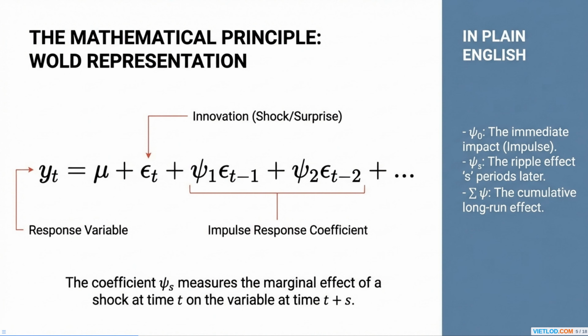The terms psi_1 epsilon_{t-1} and psi_2 epsilon_{t-2} are examples of weighted past shocks, where psi_s are the impulse response coefficients. In simpler terms, these coefficients are key to understanding the dynamic effects of a shock. Psi_0 represents the immediate impact, or impulse, of a shock. Psi_s measures the ripple effect, which is the impact s periods later. Crucially, the coefficient psi_s quantifies the marginal effect of a shock that occurred at time t on the value of the variable at a future time t+s. Finally, the cumulative sum of psi_s represents the overall long-run effect of the shock.